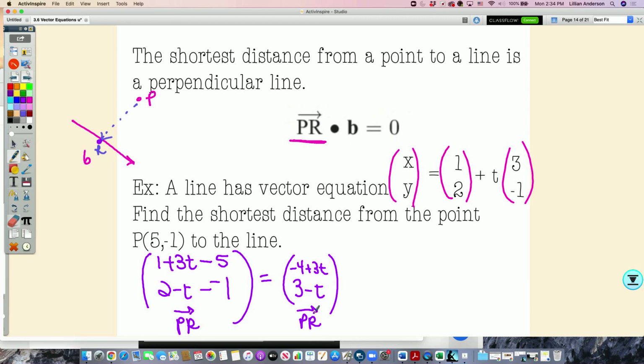We do the dot product with PR and vector B because it is perpendicular, so we're going to set it equal to 0. And in doing so, we'll be able to solve for t. So we're going to perform the dot product between that and what piece? What represents B? 3, -1. So when I do dot product, how do I do that? When there's an expression involved.